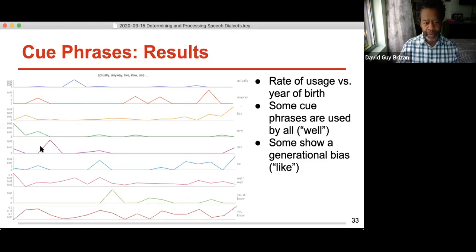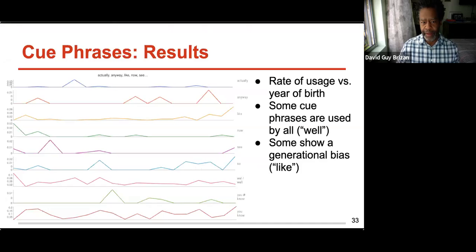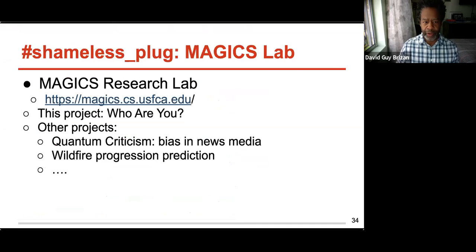Each one of these is showing a very generational distribution. The word so was in favor, it came back in favor, it stopped. And then Gen Xers started using it a lot more. So we see a lot of things happening with cue phrases.